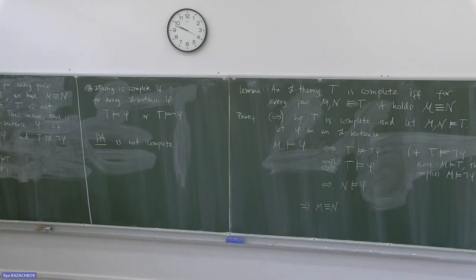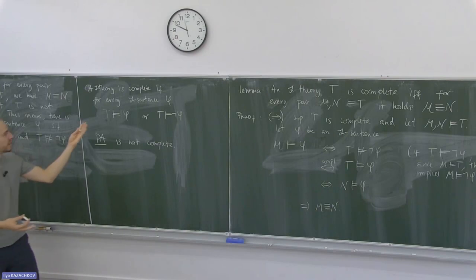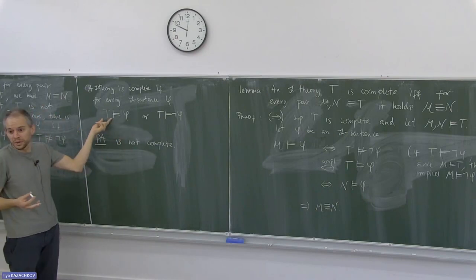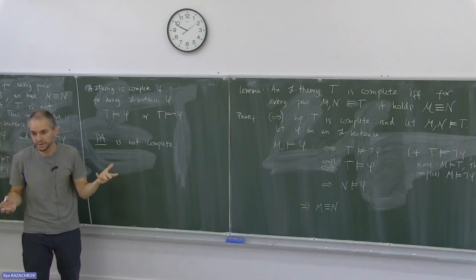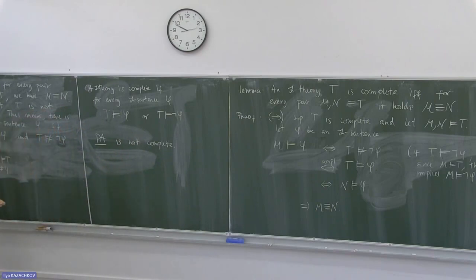Could it also happen that there is a sentence phi such that T satisfies phi and also its negation? It can happen, but then this is trivially complete, if you want. In that case, T cannot have any model, because there is no model that satisfies T and satisfies phi and not phi. And if T has no model, then T is trivially complete, because this will hold for any formula. Any statement like this is going to be true by default. So this case we don't consider too often.